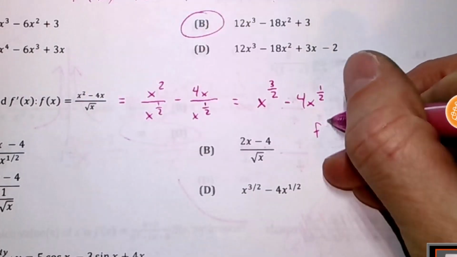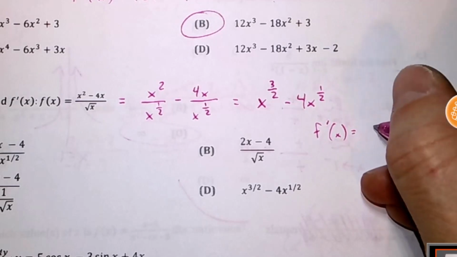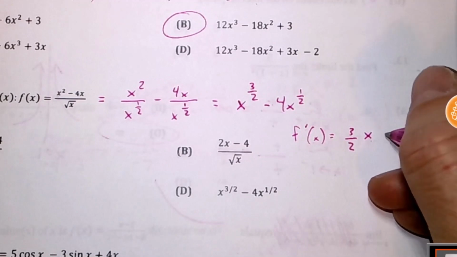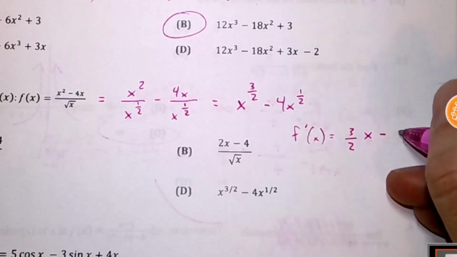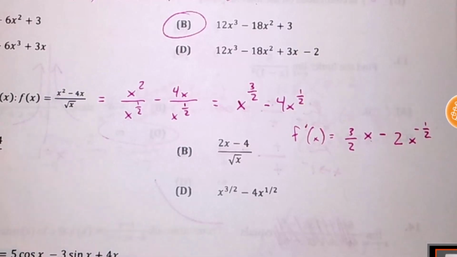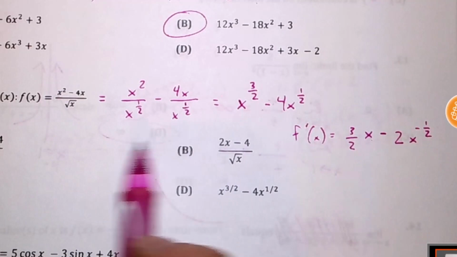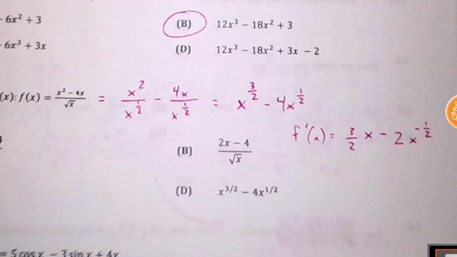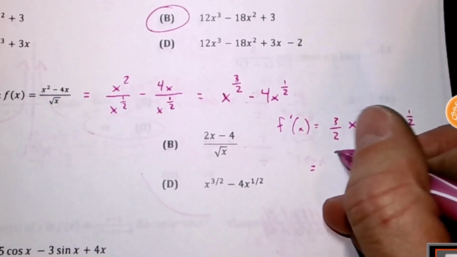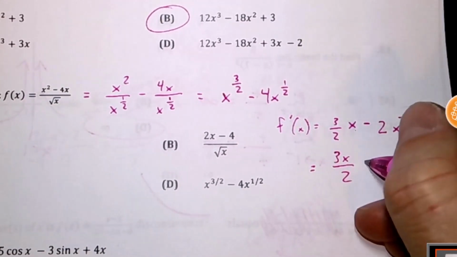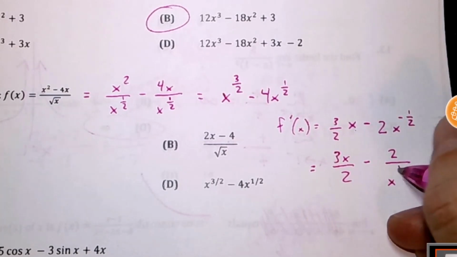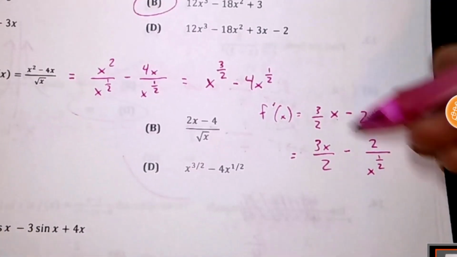So f prime of x would equal 3 over 2 x, minus 1/2 times 4 is 2, and then we're going to have x to the negative 1/2. Okay, because it'll drop a degree. Now, which one of these looks like that's the case? Well, let's see. We've got 3x over 2 minus 2, and then this guy is x to the 1/2. Okay, so this is what we got.